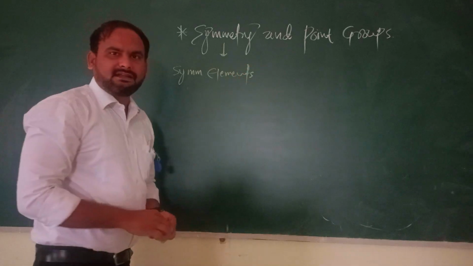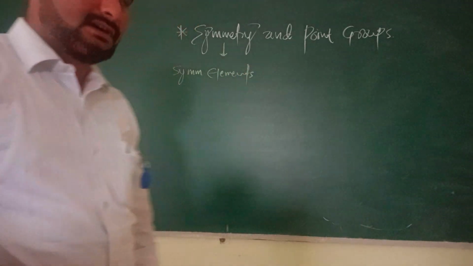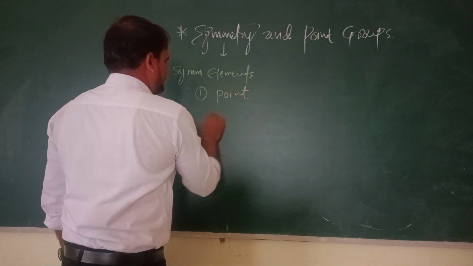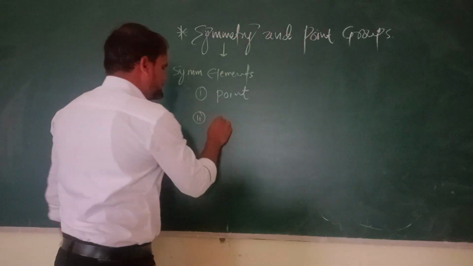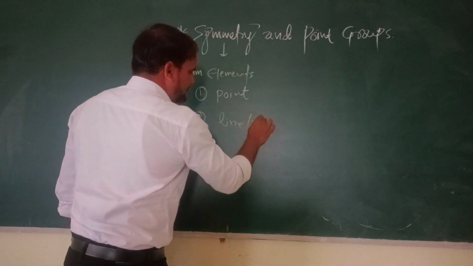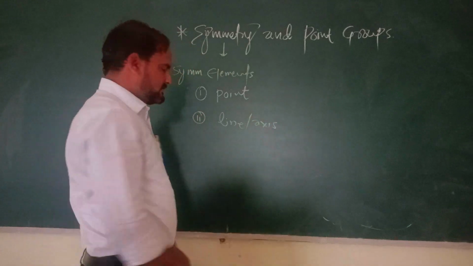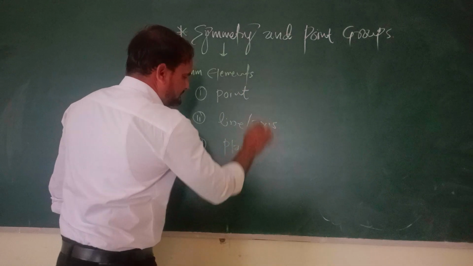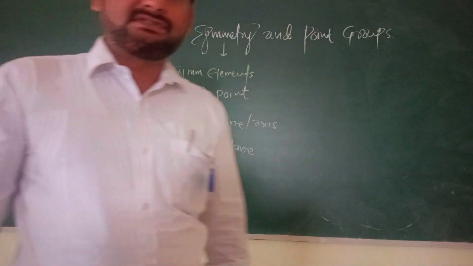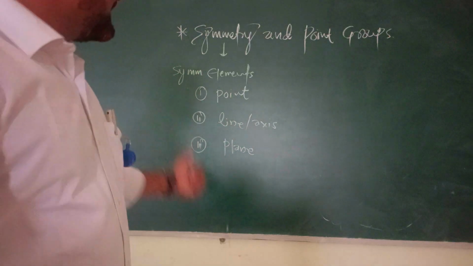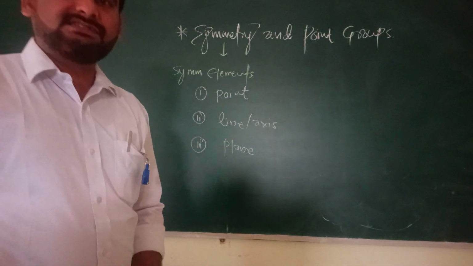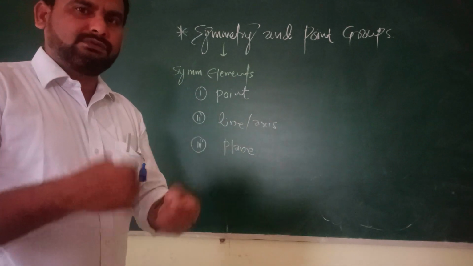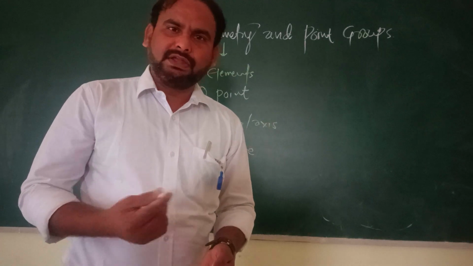Now what are the symmetry elements? First of all, there is the point. The second one is called a line, or you can call it an axis. The third one is called a plane. These are the three important types of symmetry elements. These are called geometrical entities, and by using them we can do manipulation on the molecule.